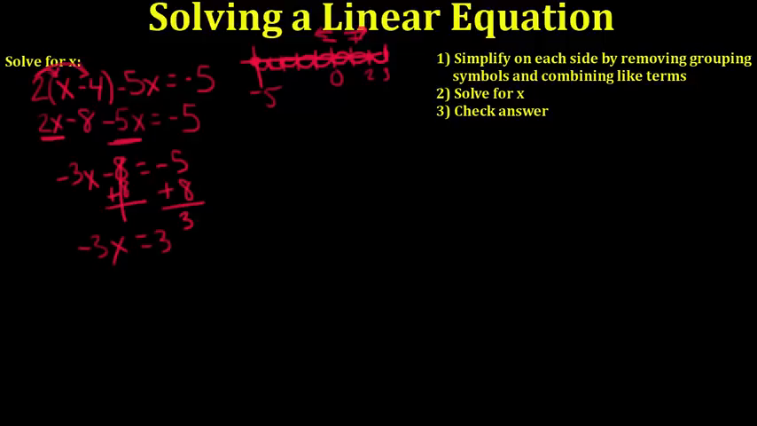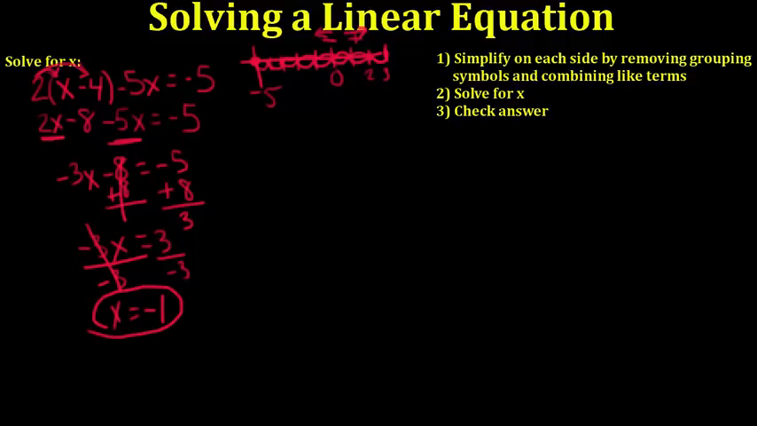I need to get x by itself. So whatever is being done to x, we'll do the opposite. X is being multiplied by negative 3. So I will divide by negative 3. That cancels it out. Then I'll have x is equal to, now we know 3 divided by 3 is 1, and a negative divided by a positive is a negative. So we have negative 1.